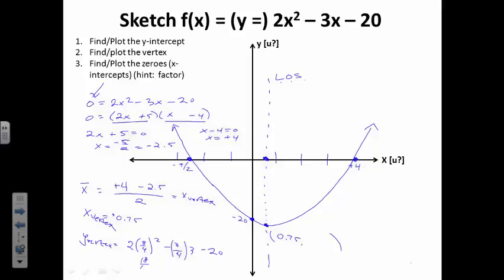Minus 20. All right. 18 minus 36 is what? It's negative 18 sixteenths minus 20. We can reduce this. That's going to be 9/8, which would be 1 1/8. So I'm going to have it negative 21 1/8.